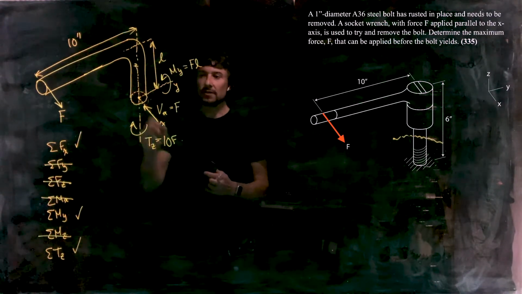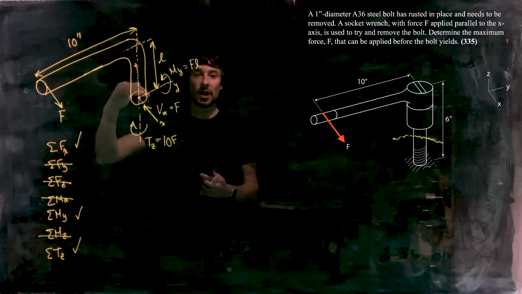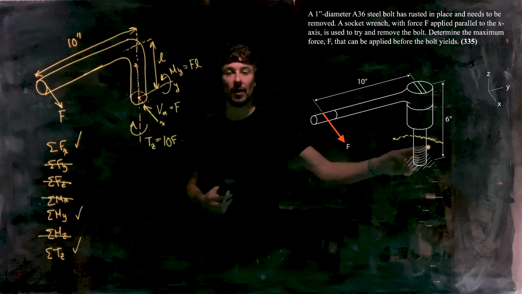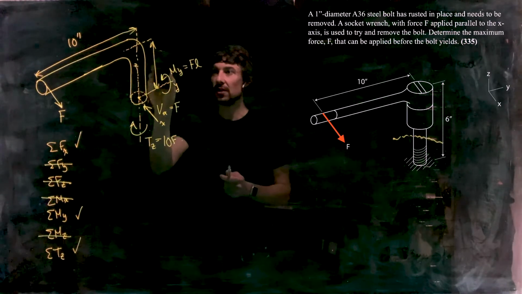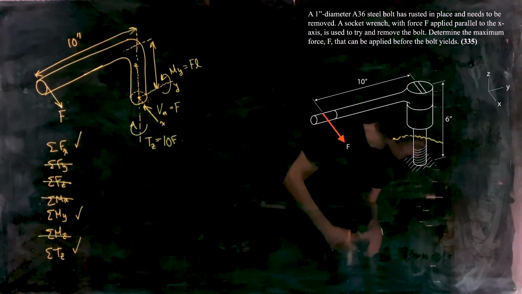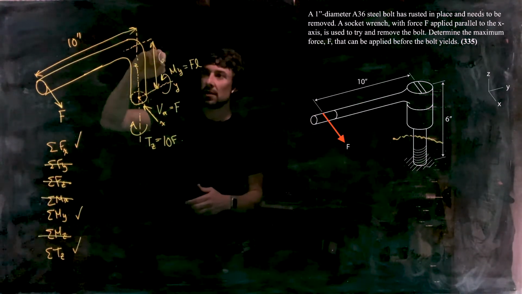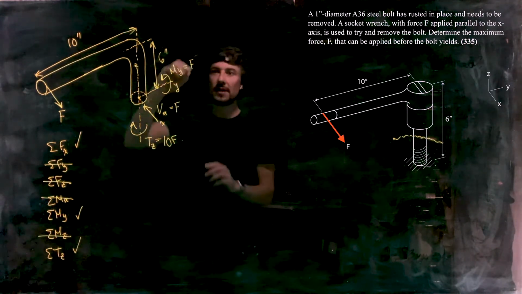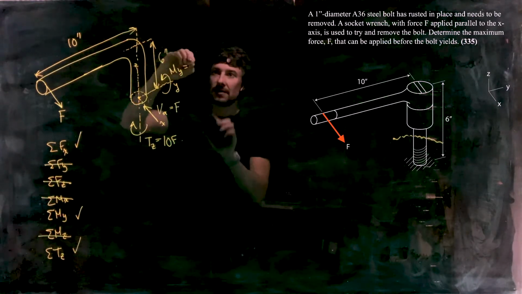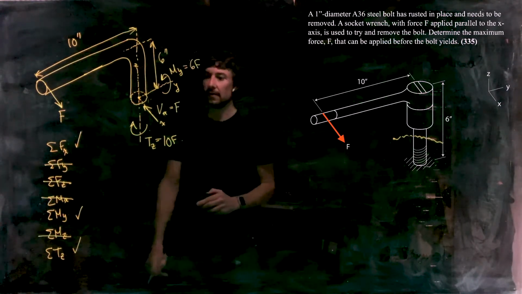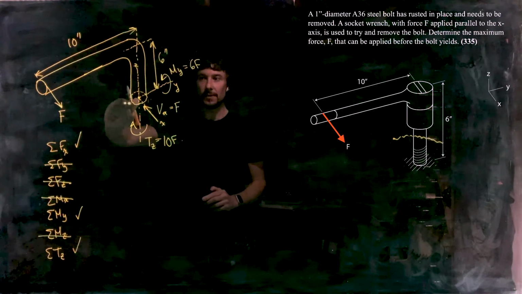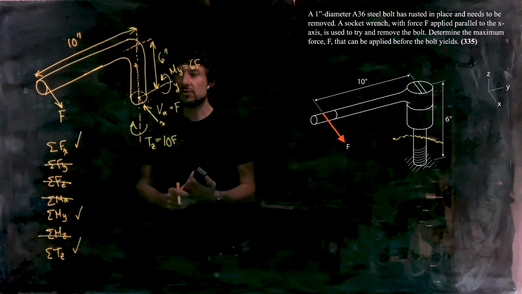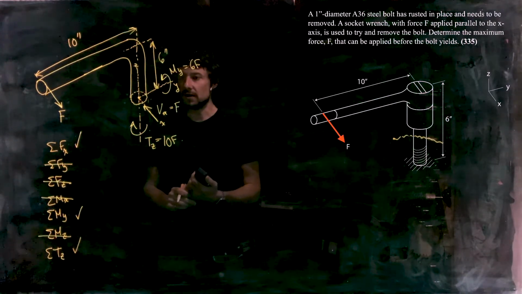All right, so let's just move this section cut all the way down to the base of the bolt here, and we can do that just by changing this L to a distance of 6 inches. Which means that instead of F times L now, this is 6F. There we go. So now we're down at the base. What point do we want to choose here?